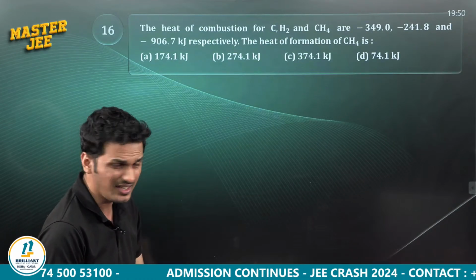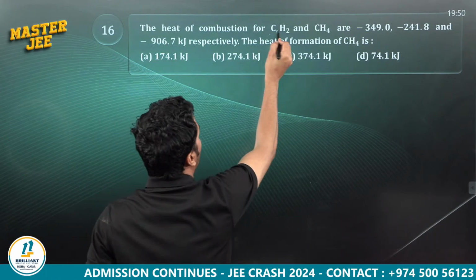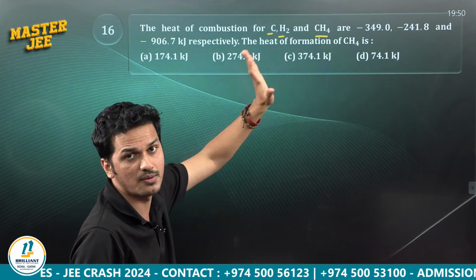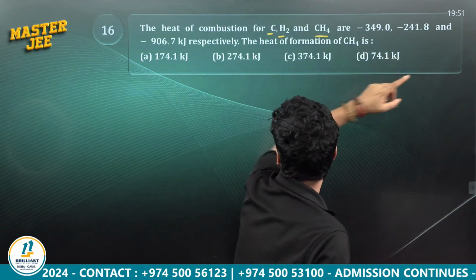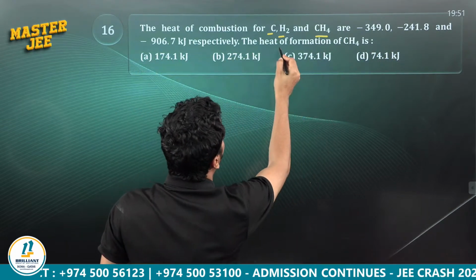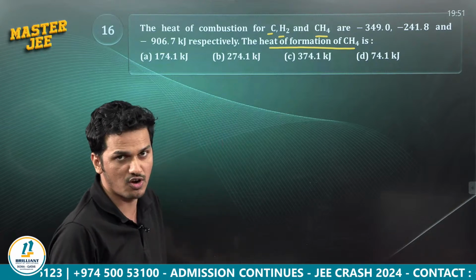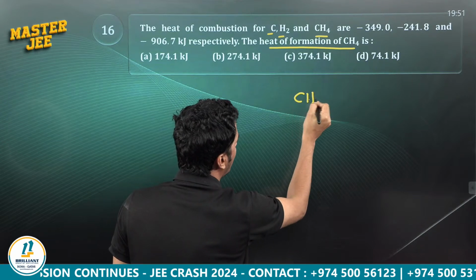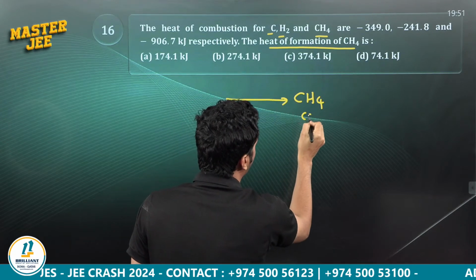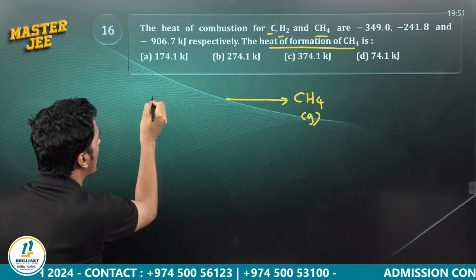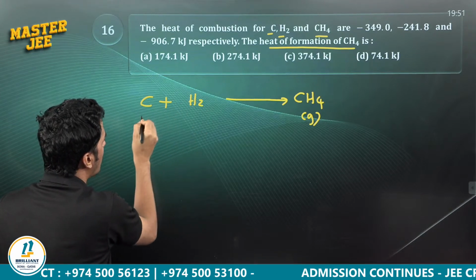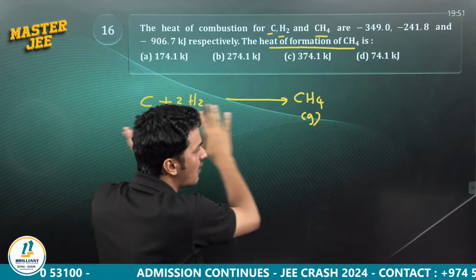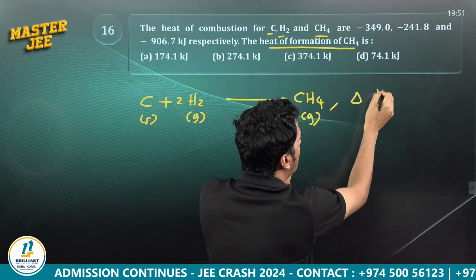16th question. They are telling the heat of combustion of carbon, hydrogen and CH4 are given. That value they gave, and they are asking the heat of formation of methane. What is formation of methane? This is the third question, I hope, regarding the formation of methane. So methane means CH4. This methane gas should be formed from its own elements, carbon and hydrogen. Carbon is in solid state, hydrogen is in gaseous state, 2H2 we require. They are asking about this formation reaction's enthalpy.